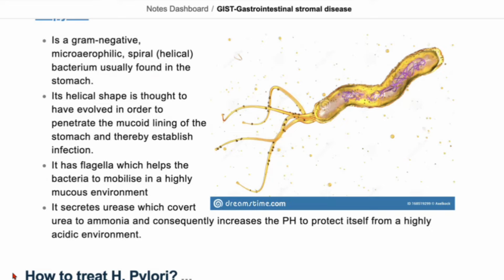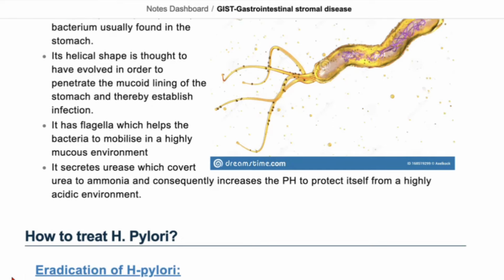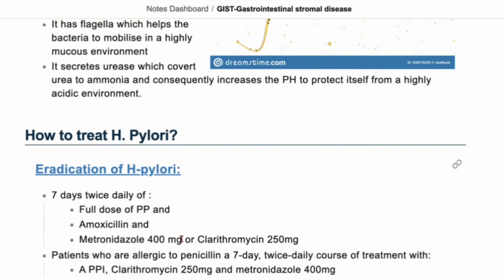Correct. Is there anything else? Not off the top of my head, I'm sorry. So it's MAC, right? So MAC, the erythromycin as well, okay? But you don't give the triple therapy. You can give two antibiotics at a time. So you can give either MA or MC, okay?